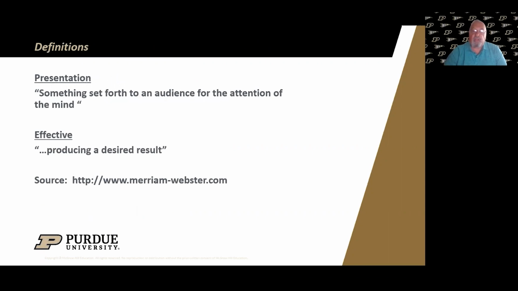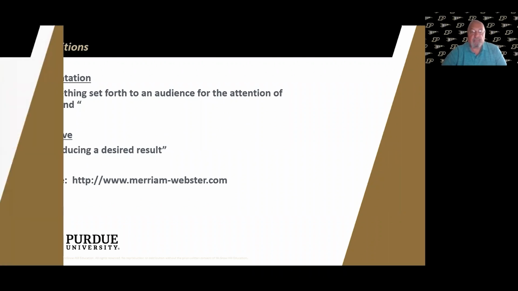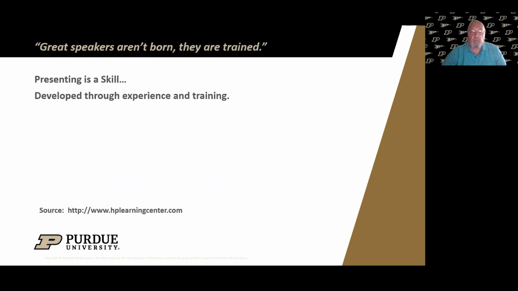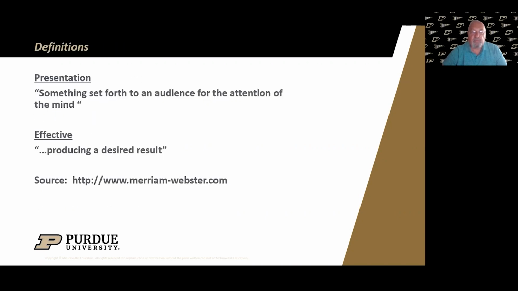A presentation is something set forward to an audience to the attention of the mind. You're trying to communicate. Think about what we said, the 3 reasons for presentations. We go back to them: to inform, persuade, or educate. So you've got to think about that. And then, in the next step, with the presentation you're setting forth to the audience for the attention of the mind. You're trying to get their attention, and they're going to give you the opportunity to hold their attention.